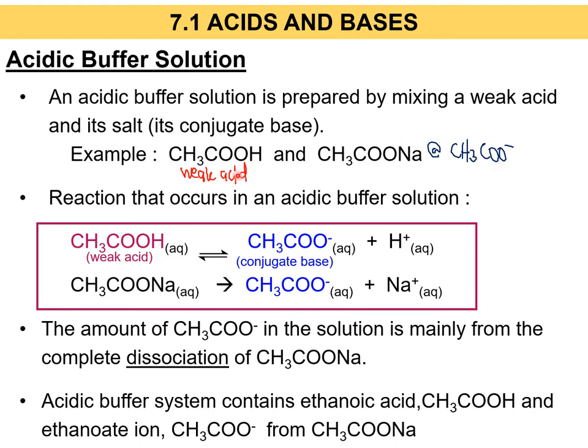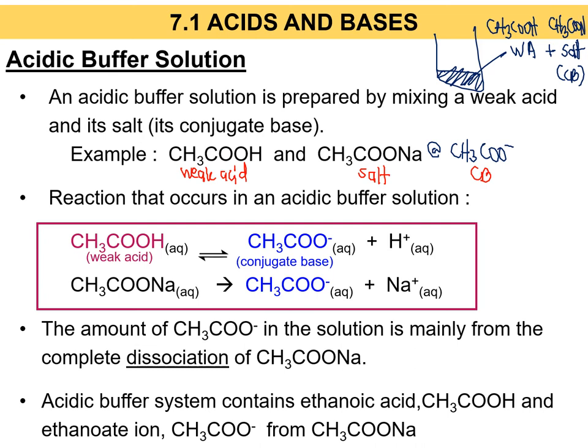Macam mana tahu ini conjugate base? Because kalau CH3COOH ni, dia dissociate partially in water, so dia akan donate, dia akan hilang proton kan. Bila dia hilang proton, dia akan menghasilkan produk CH3COO-. So this is dia punya conjugate base. Tapi kalau dia dalam bentuk salt, dia akan letak Na kat belakang ni lah. Okay, so kalau let's say you ada acidic buffer solution, kat dalam ni ada weak acid plus dengan dia punya salt ataupun dia punya conjugate base. Kiranya dalam ni akan ada CH3COOH and also CH3COONa.